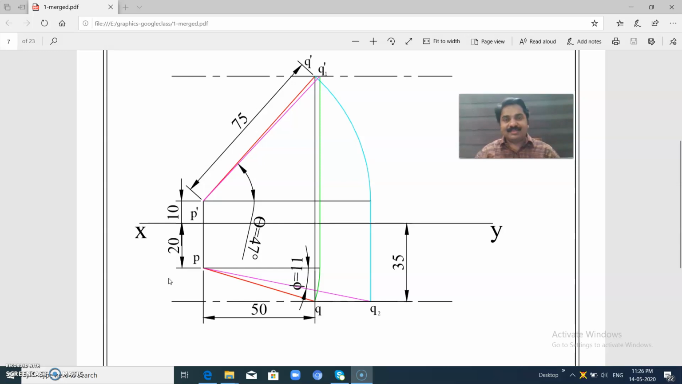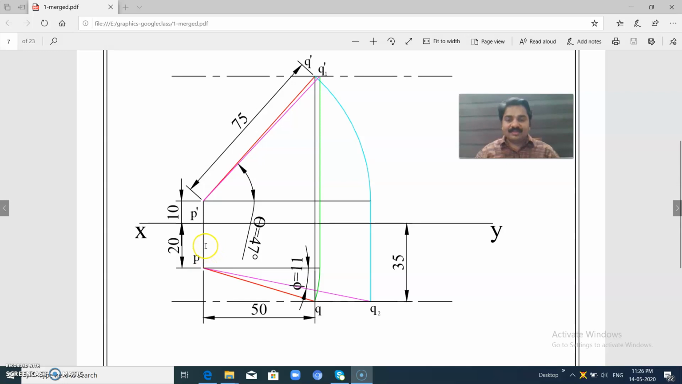Let's see what parameters are given. In this case, the full address of one endpoint is given and a partial address of the other endpoint is given. The distance between end projectors is given and the front view length is given. So as per the data, we will locate P dash and P. P is 10 mm above HP, so we will mark P dash 10 mm above the XY line, and it is 20 mm in front of VP, so 20 mm below the XY line we will mark the top view P.